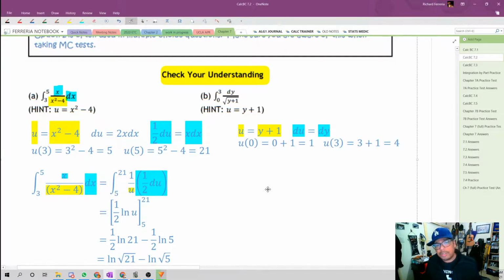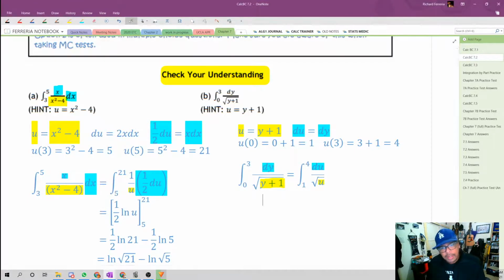Next, we're going to substitute 0 and 3 into our equation for u. The lower limit goes from 0 and becomes 1 in terms of u. The upper limit in terms of y was 3, and 3 plus 1 is 4, so the upper limit is 4 in terms of u. When I make my substitution, I get the change from dy over root y plus 1 into du over root u, and the upper and lower limits change from 0 to 3 to 1 to 4.